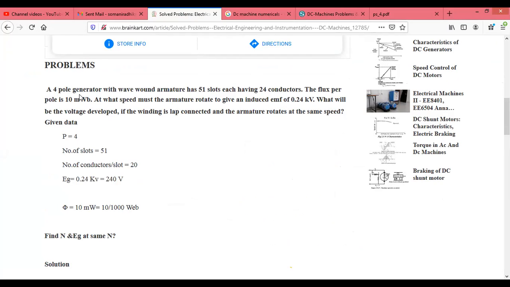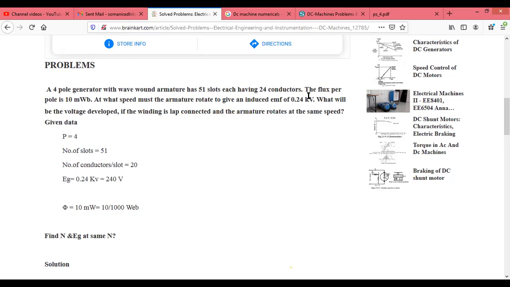Okay, so here we have a question on a pole generator, a DC generator. It generates EMF with a wave wound armature with 51 slots. They have given the number of slots, not the number of conductors. Each slot has 24 conductors, so you can solve Z equal to number of slots into conductors per slot.